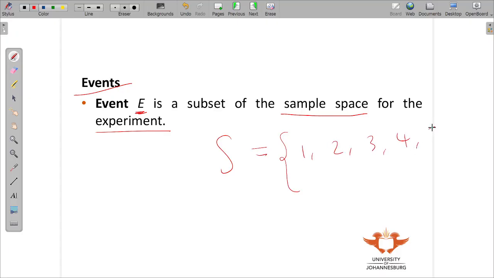Let me call this a sample space. Then an event could be the odd of this one: 1, 3, 5. This is a subset of this. This is taken from this, so it's a subset of this. All this is contained in this one. This one contains everything here. So that is an event.